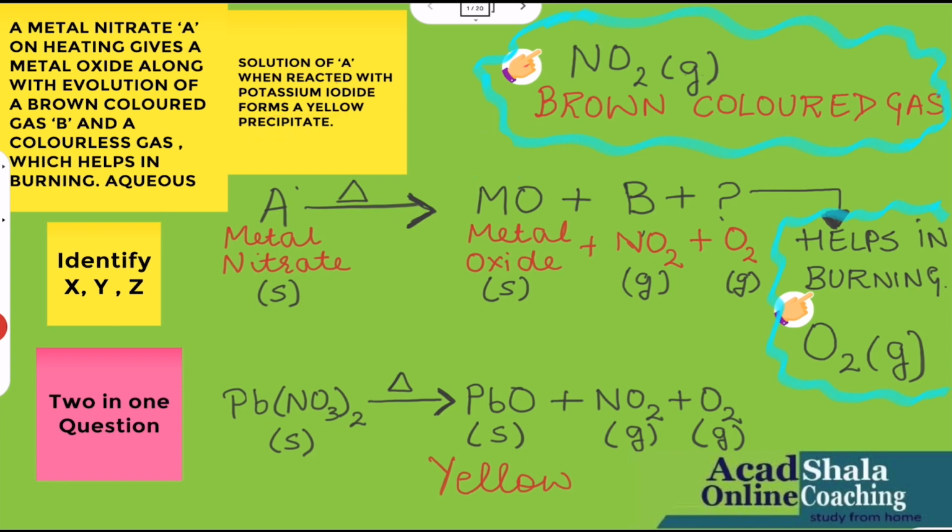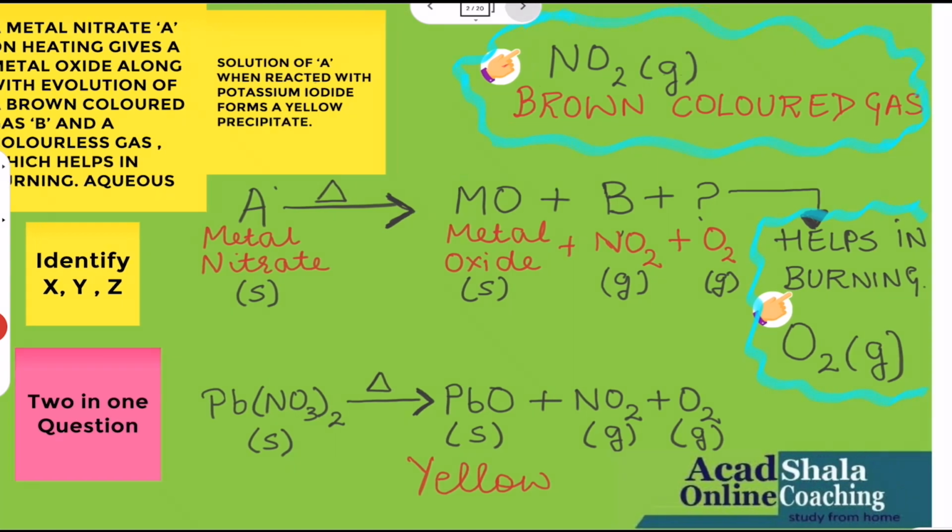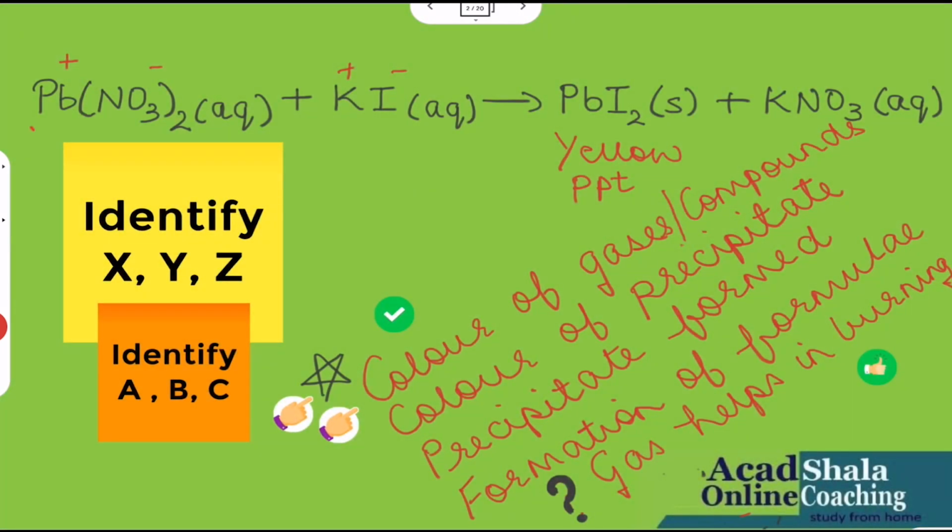Now what we are going to do? We will take this reactant in the form of aqueous. So what I will do? I will take lead nitrate in the aqueous form. And if we take it in aqueous form, that means of course we will have positive and negative ions. And I will also react with aqueous, mind it, aqueous, potassium iodide. Again, it will be having positive and negative ions, which I have shown on the screen.